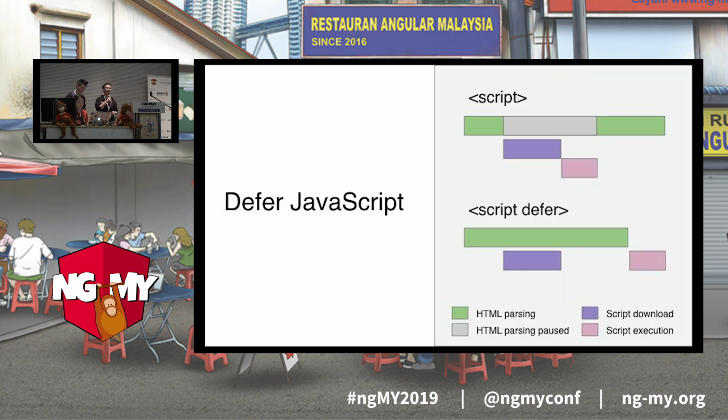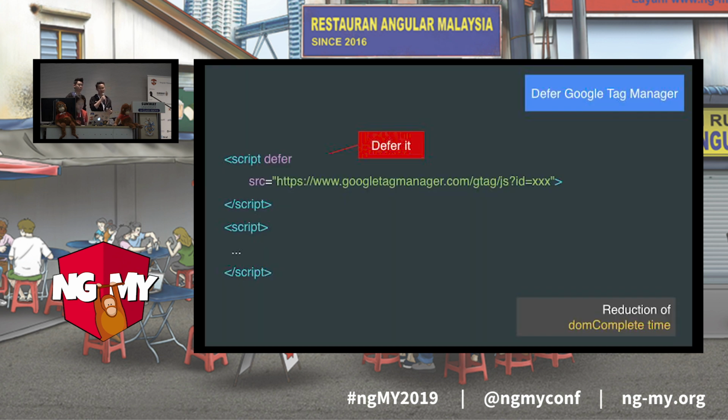So we also defer our JavaScript. So what is defer JavaScript? By default, if you don't defer JavaScript, the normal flow is that the HTML parsing will be paused until the JavaScript is downloaded and executed. If we defer the JavaScript, the HTML parsing and JavaScript download run in parallel, and the JavaScript execution will run after the HTML parsing is complete. This will basically help the DOM completed time. What you need to do is just add a defer attribute to the script tag. That's it.